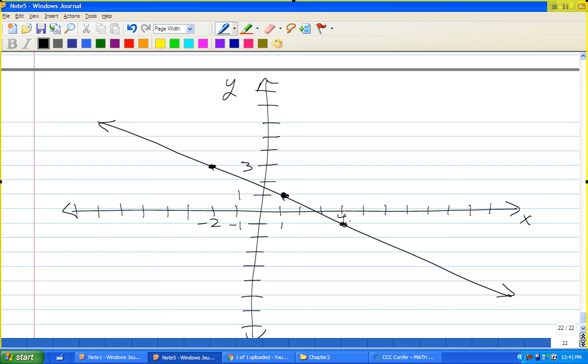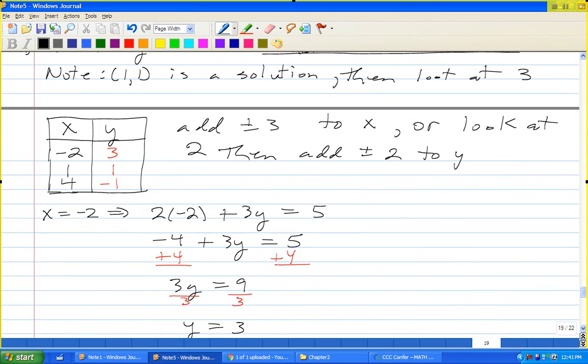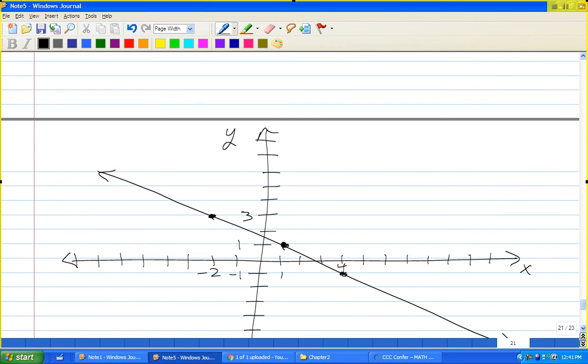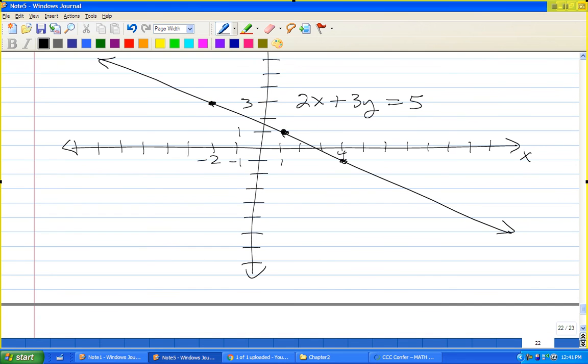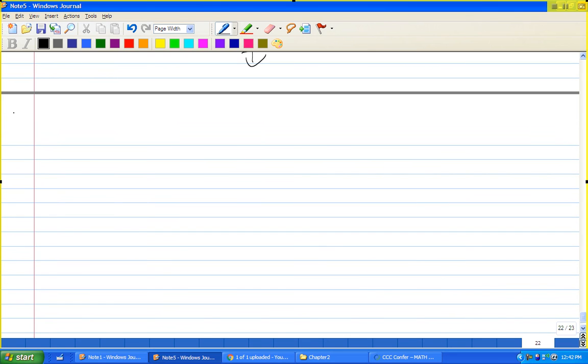And that is the sketch of, what problem are we doing? 41. Oops, so this is the graph of 2x plus 3y equals 5. Okay. Let me do problem number 43. 43 is actually easier. I have x equals 3y plus 2.